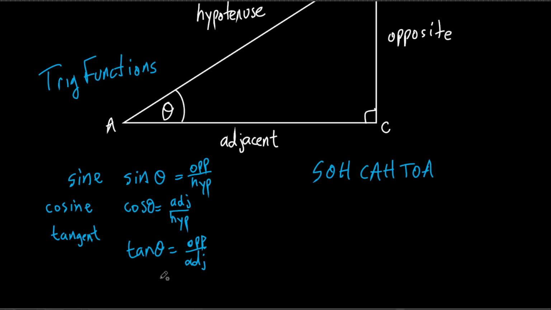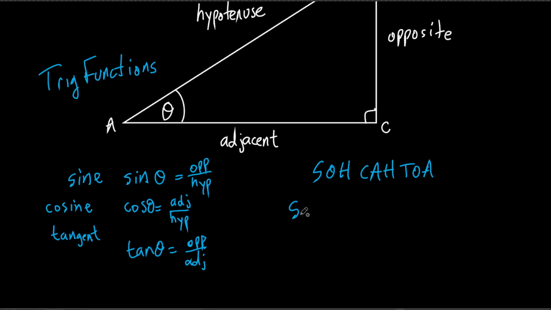Well, look at what I did right here, and look at what this is. S-O-H for the "so", the "ka" is C-A-H, and the "toa" is T-O-A. If you can remember that, you can remember your trig functions. So, just looking at this SOHCAHTOA, what does that mean?